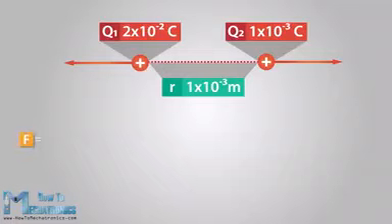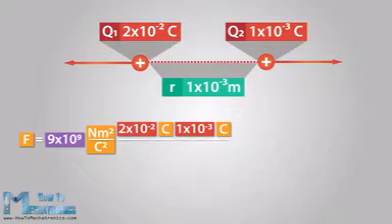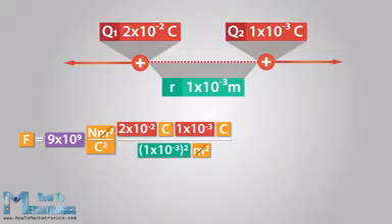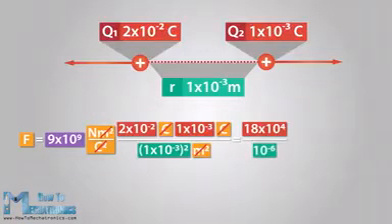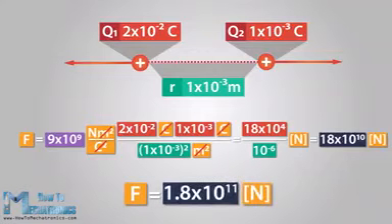So F is equal to k multiplied by the product of the two charges Q1 and Q2 and divided by R squared. Here we can cancel out meters and coulombs, which means that we are left with newtons. This is 18 times 10 to the 4th divided by 10 to the minus 6th, which is 18 times 10 to the 10th newtons. We got a positive result, meaning that the charges repel one another.